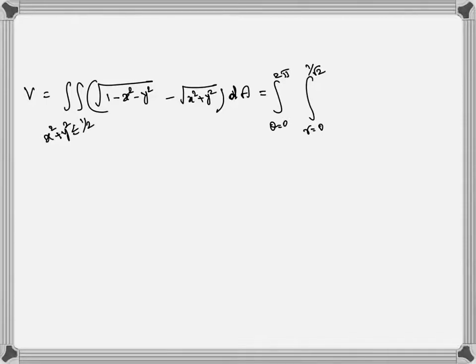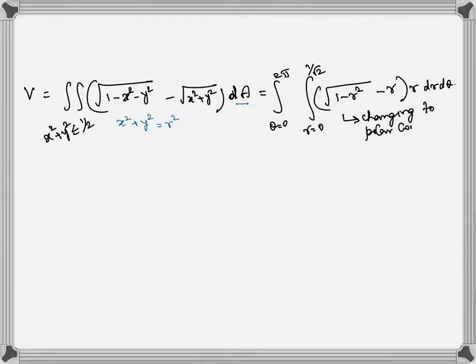So we have x equal to r cosine theta, y equal to r sine theta. In polar coordinates, x square plus y square equal to r square. So it is the square root of 1 minus r square, minus r, dr d theta. dA changes to r dr d theta in polar coordinates.